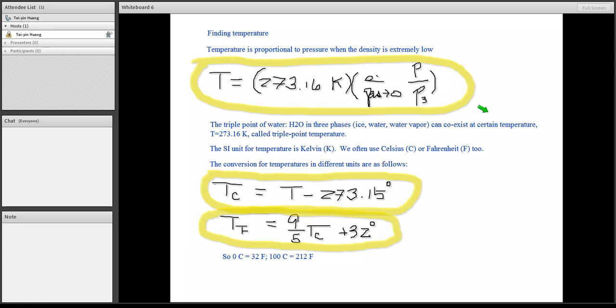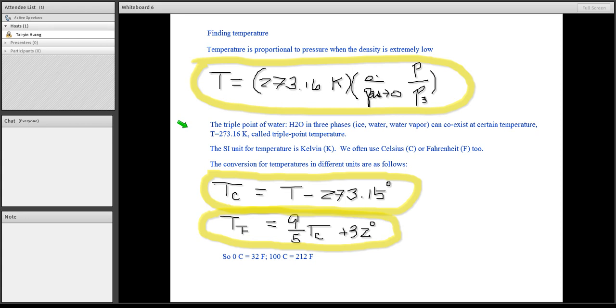So what is P sub 3? This is the pressure of water at the triple point temperature. Okay, so you can see that temperature basically is proportional to pressure, and the temperature at any given pressure can be found using this equation. So what is the triple point of water? What we found is that H2O, which is water, can coexist in three phases. What are the three phases? The ice, which is the solid state phase, water, which is the fluid, and the other one is water vapor, which is the gaseous state.